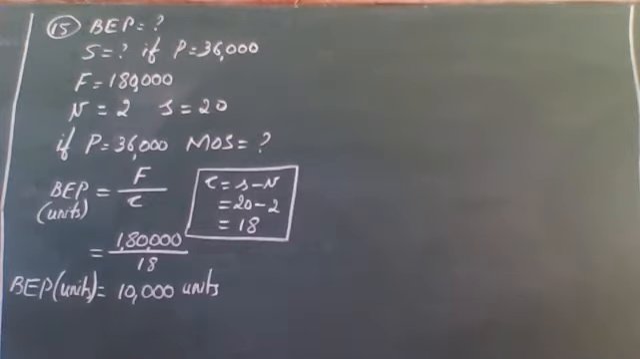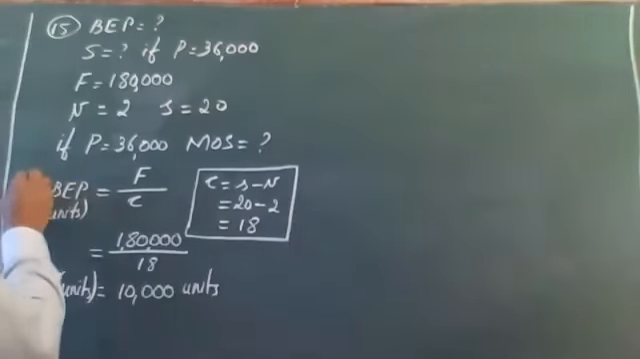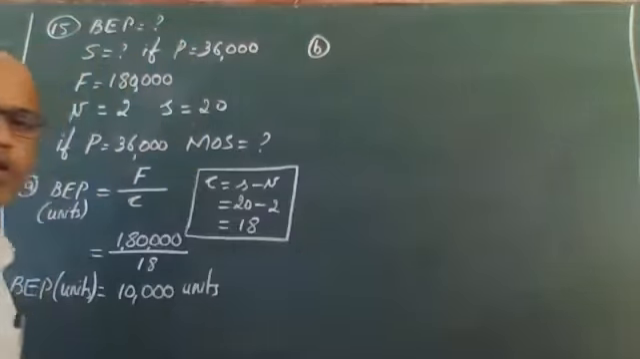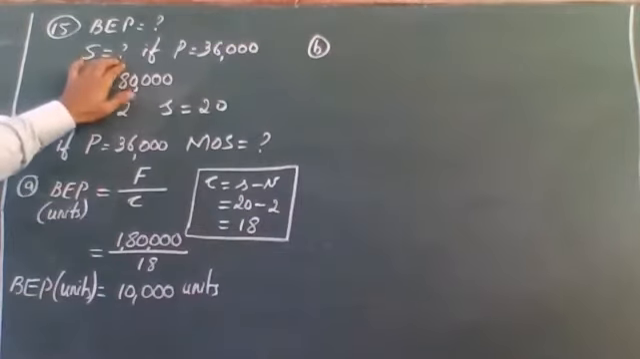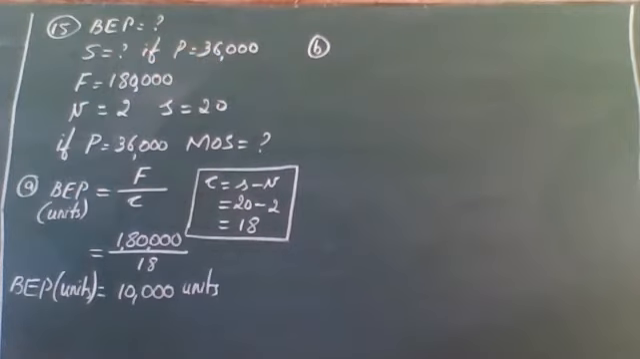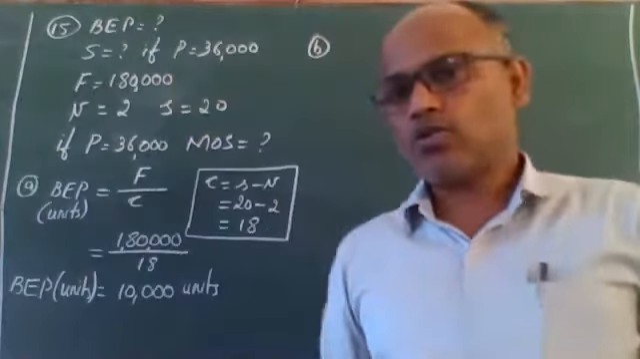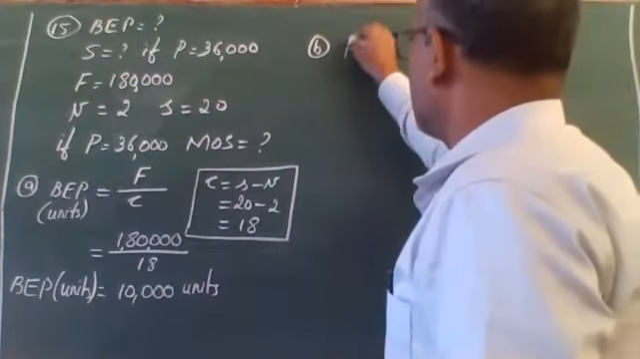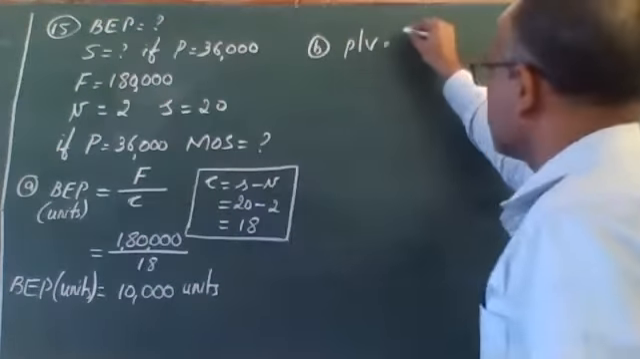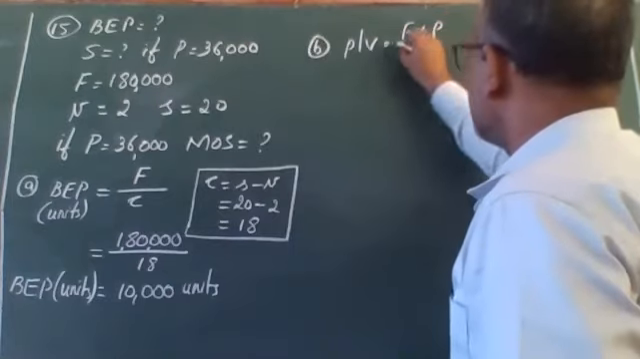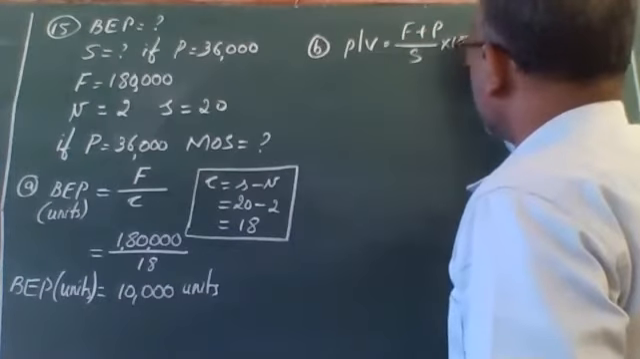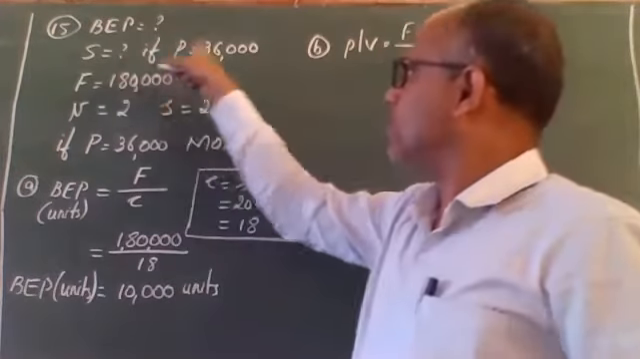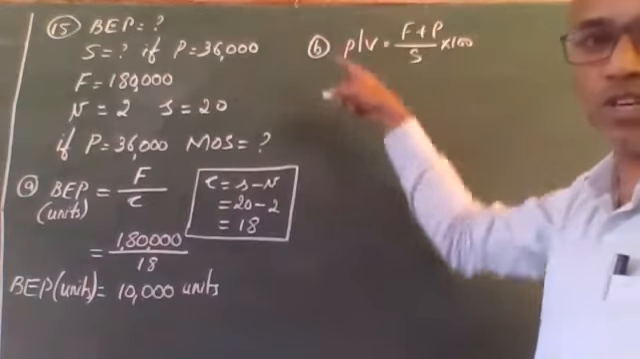Which formula shall we use? This is the first part, I can say this is A. Then the B bit is trying to find out sales if profit is 36,000. Which formula shall we use? I told you the missing information formula will help us. What is that formula? PV ratio is equal to F plus P by S into 100. Because we wanted sales in rupees, you can directly apply this formula, no changes required.